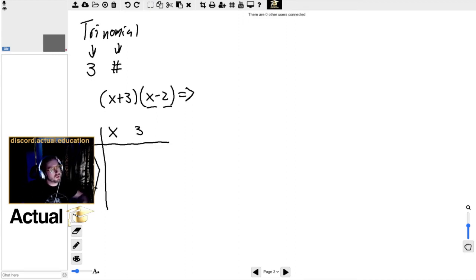Okay, so what we do is we end up multiplying each one of these things by each other. So what is x times x, Mello?